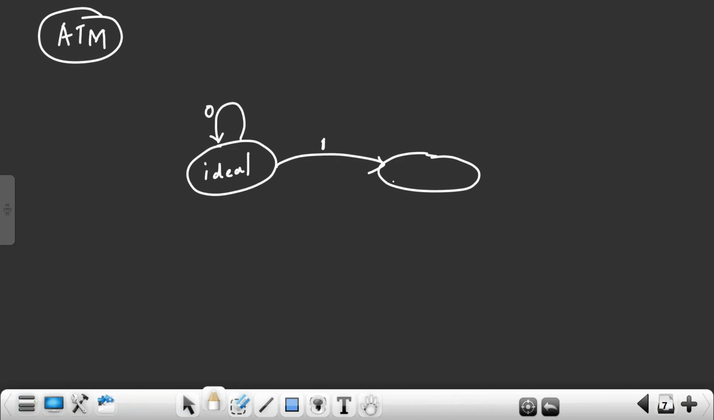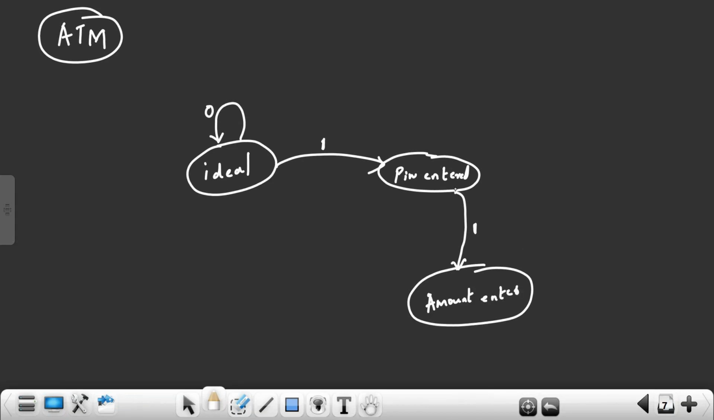So this is the pin entering state. If the pin is entered properly, that is 1, then you will go to the amount entering state. If the pin is not entered properly, you will go back to the idle state.